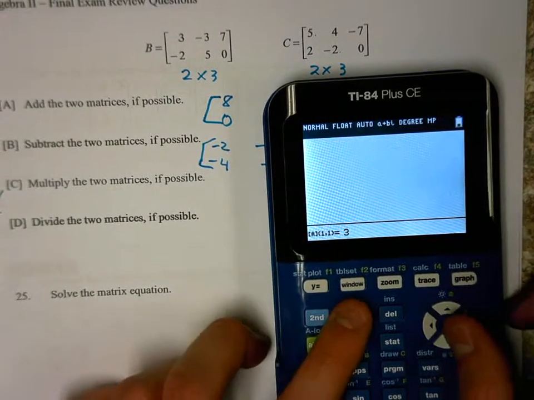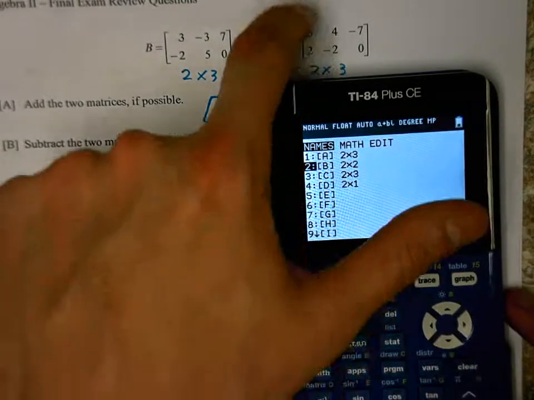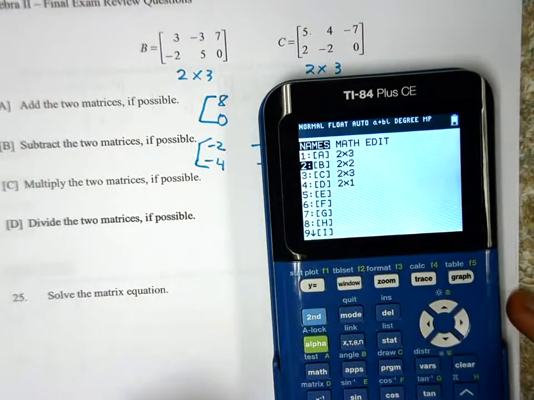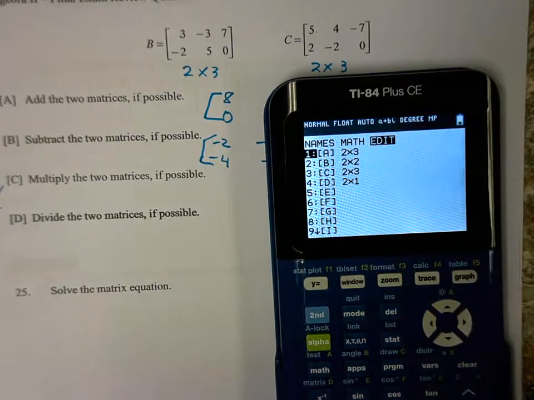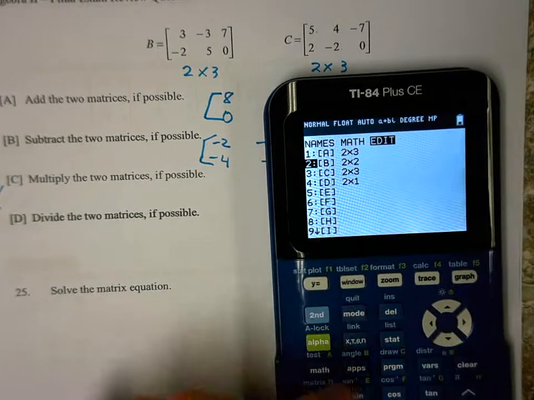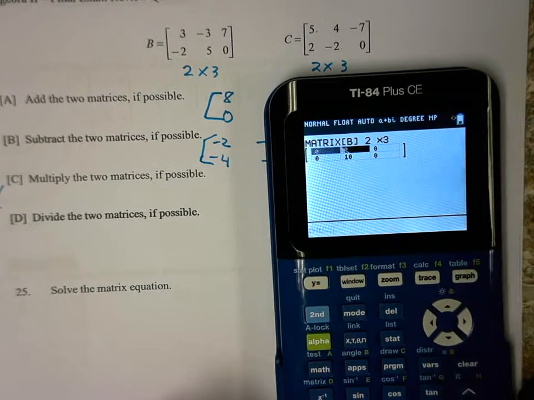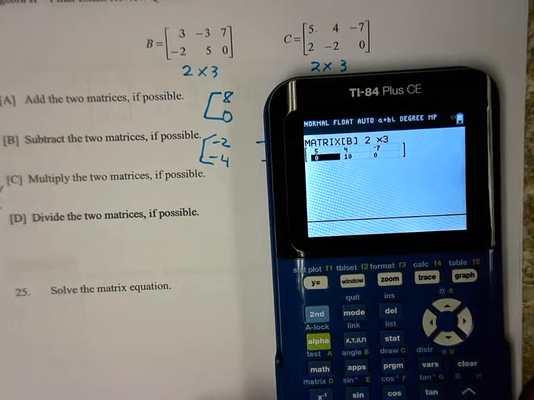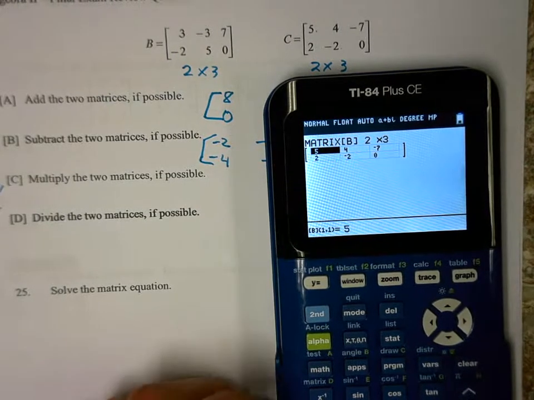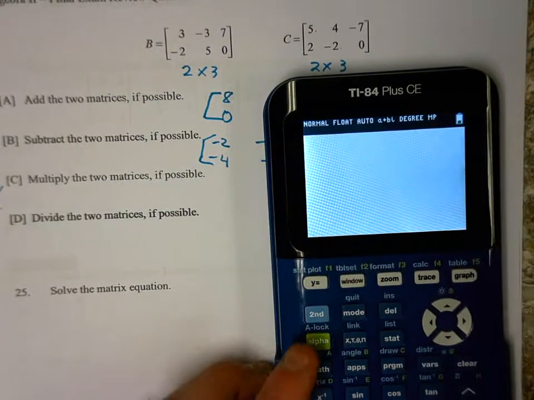Then I'm going to push second quit, and go back into matrix and put a different matrix, this matrix, in for matrix B. So go over to edit. Whoops, I went back to A. So second matrix, edit, down to B. And this is also a 2 by 3, but this time it's 5, 4, negative 7, 2, negative 2, and 0. So now that our matrices are in the calculator, we want to multiply them.